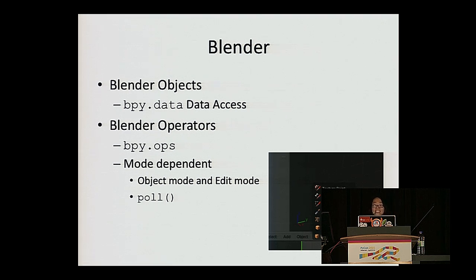So we talked a little bit about representation. We talked a little bit about how to get started modeling in Blender with the API. We talked a little bit about bpy.data and bpy.ops. Now we're going to talk about how to model with 3D printing constraints in mind.